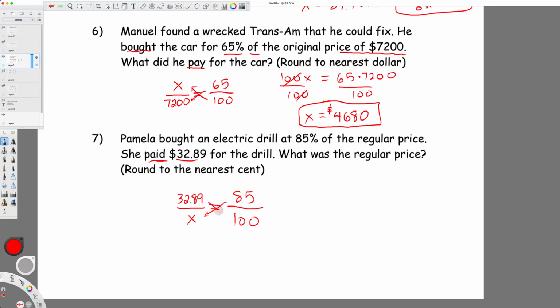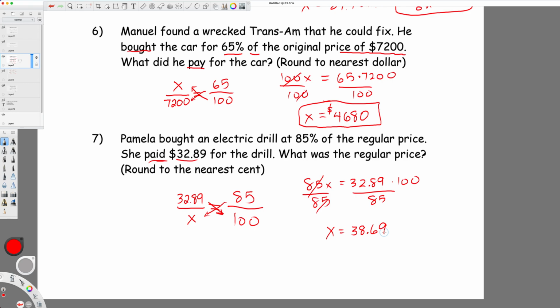And so cross multiply and divide. And so I'm going to get 85x is equal to 32.89 times 100. And then divide by 85. It does say to round it to the nearest cent, so that means I'm going to round it to 2 decimal places, so we'll have dollars and cents. So 32.89 times 100 divided by 85. And let's see, I got 38.69 if I round it.